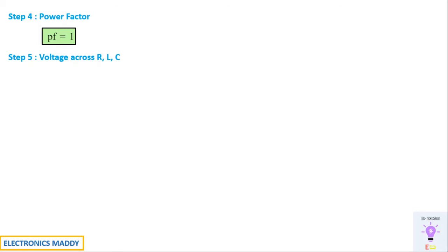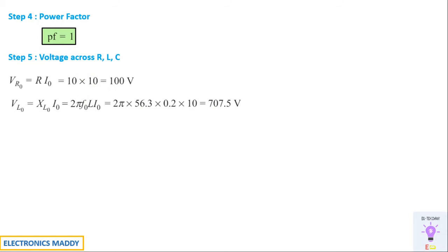And once this is done, we'll be finding the voltage across resistor, inductor and capacitor. How do we do that? We know by Ohm's law V is equal to IR. Based on that, V at R out, that is basically the resistor that is used, is equal to R into I out. So 10 into 10, substituting, we'll be getting 100 volt. Similarly, we'll be doing it for inductance. So the reactance associated with inductance is inductive reactance XL naught, indicated over here. So we can write XL naught as to be equal to 2 pi F naught L. So F naught is the resonant frequency. All of these are at resonance. So we are talking with respect to resonant frequency. So substitute 2 pi and the value of the resonant frequency L and I naught, you'll be getting 707.5 volt.